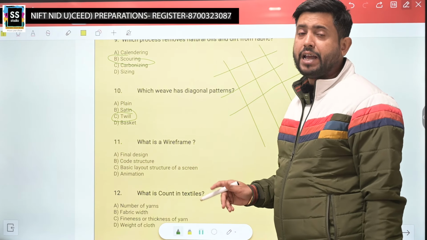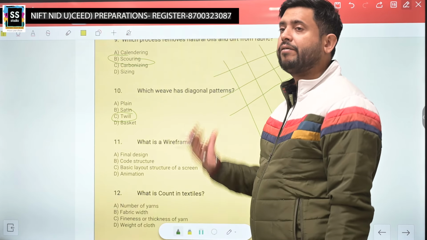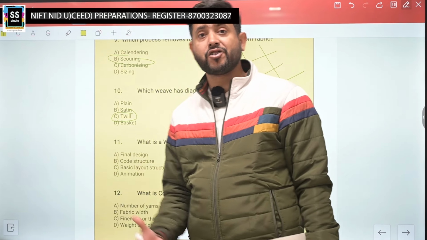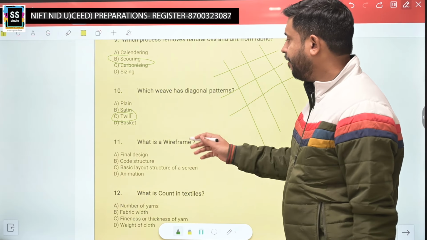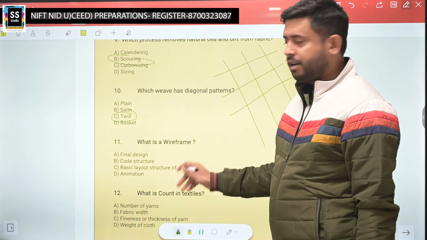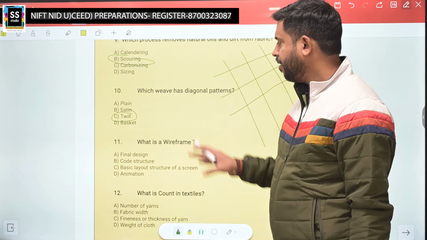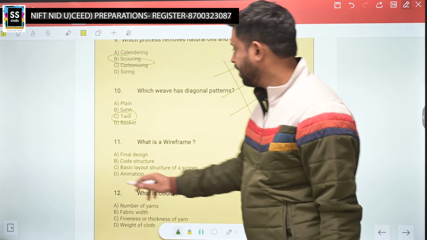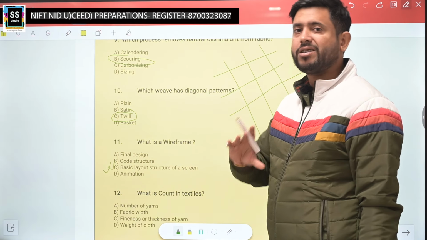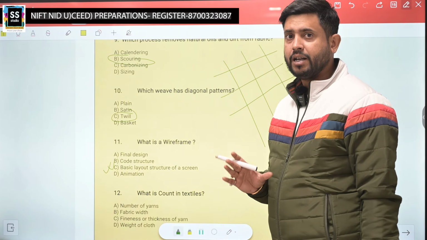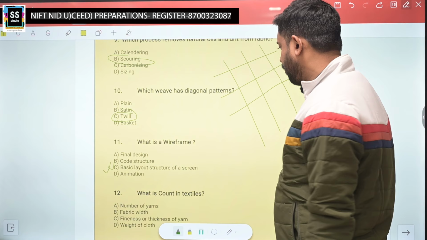What is a wireframe? You must have heard this particular term in graphics, in UI UX, in interaction, editorial design. A wireframe, final design, a code structure, a basic layout structure of a screen, or animation. So the correct answer is basic layout structure of a screen. That's called wireframe.